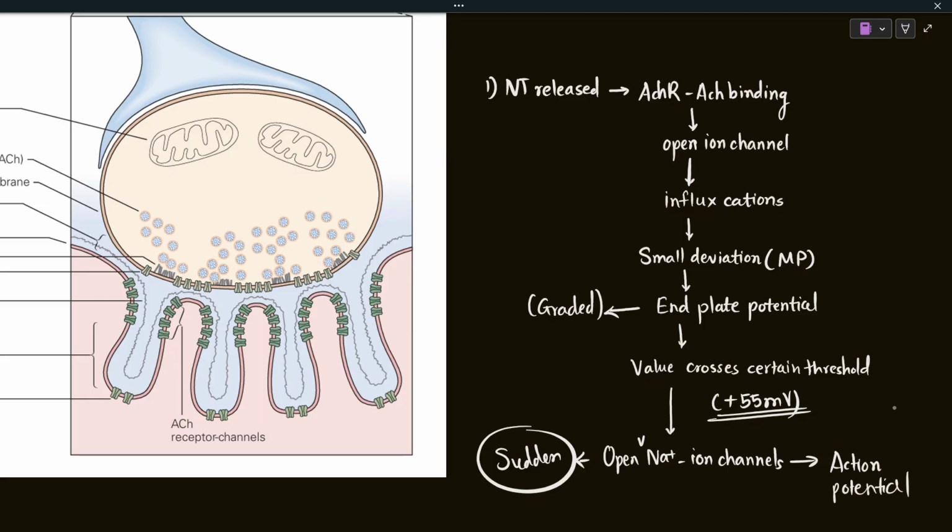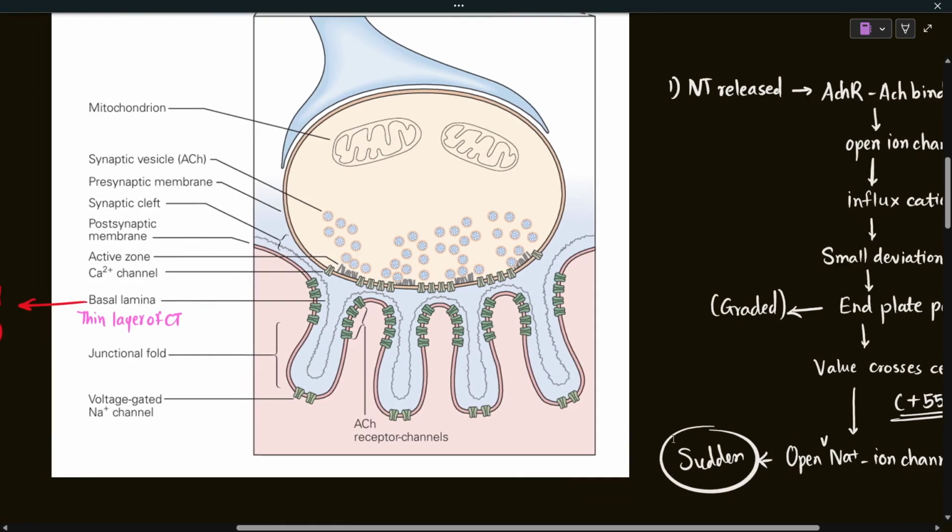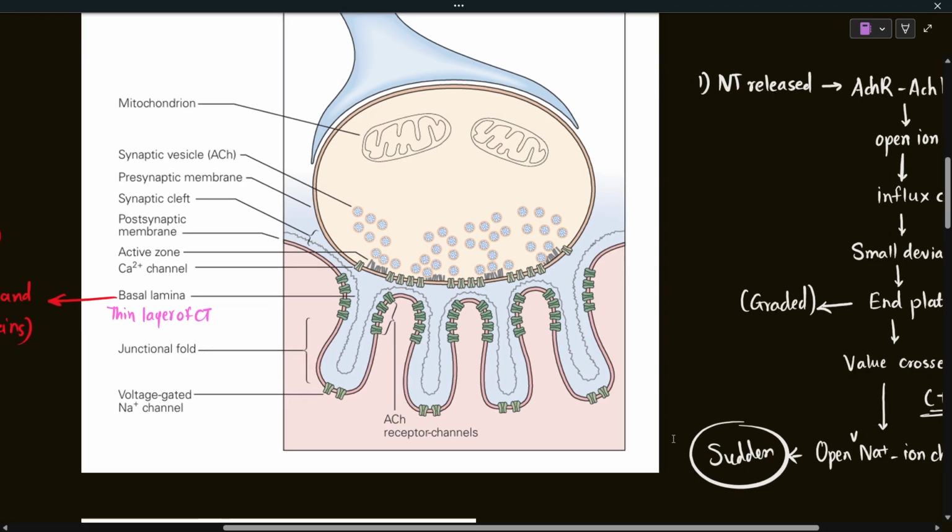We have already discussed this in great detail in the previous lecture, so please refer to that. Once this action potential is generated, it has the capability to travel across long distances. It is generated in the muscle fiber, and that is why it is known as the muscle action potential. This muscle action potential results in muscular contraction. This is how signal transduction happens in the end plate region.